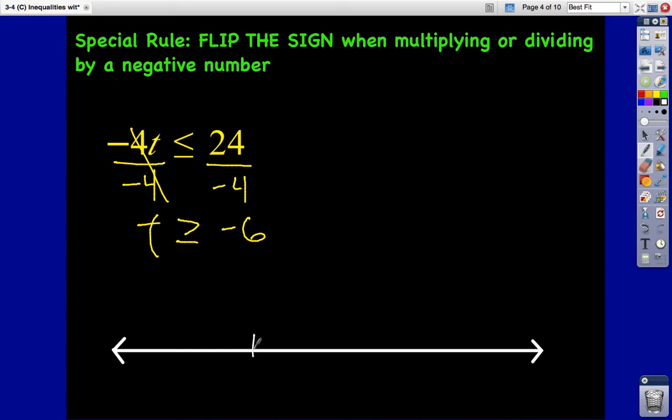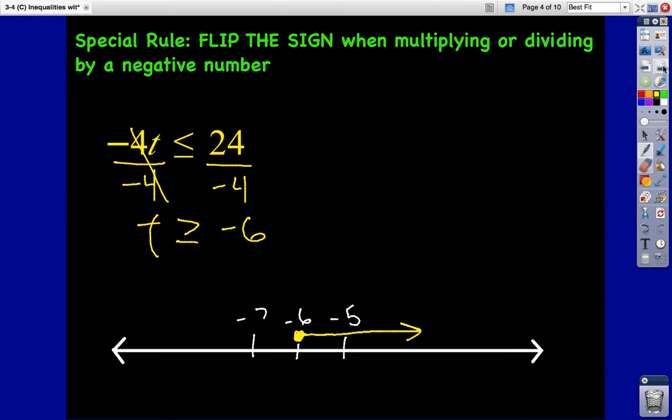All right, I'm going to make this negative 7, this negative 6, and this negative 5. I need a closed circle on the negative 6 because it could be equal to. And I'm going to say it's greater than or equal to. So my line is going to go this way for infinity.